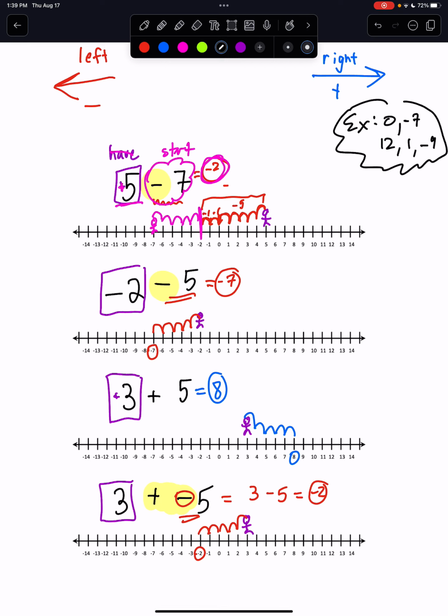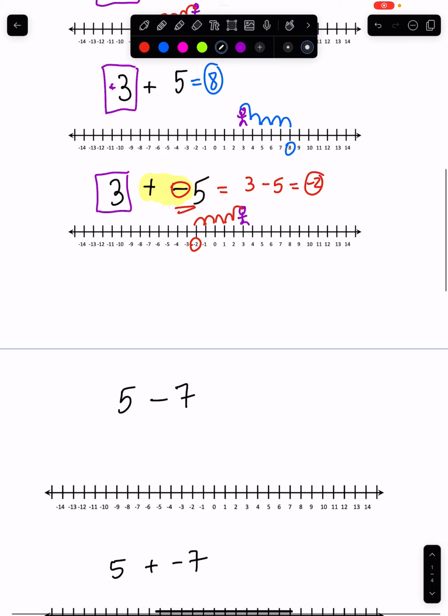So recall, we're just using integers here. So 1 through infinity, almost. Can't quite get there. 0, and then -1 all the way left to -infinity. All of those evenly spaced hash marks. Those are your integers.